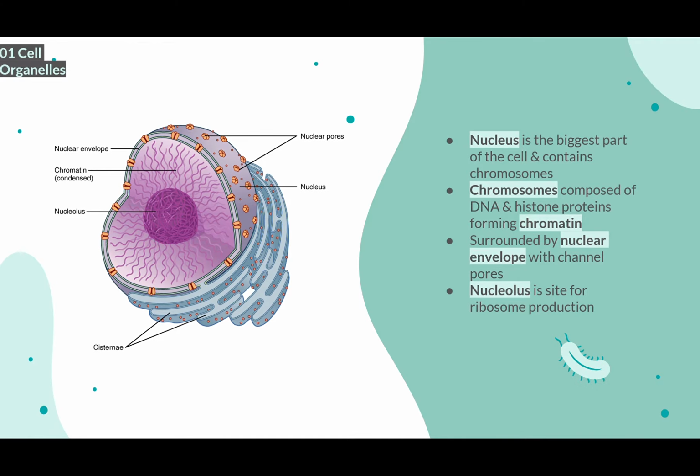And we'll be starting with the nucleus, which is the biggest organelle within the cell, and it contains the chromosomes. The chromosomes are composed of DNA and histone protein, forming chromatin. And the nucleus is also surrounded by a double-layered membrane called the nuclear envelope that has pores for material channels, where material can go in and out of the nucleus, so either from the cell plasma into the nucleus or from the nucleus out into the cell. And there's also the dark nucleolus, which is the site for ribosome production.